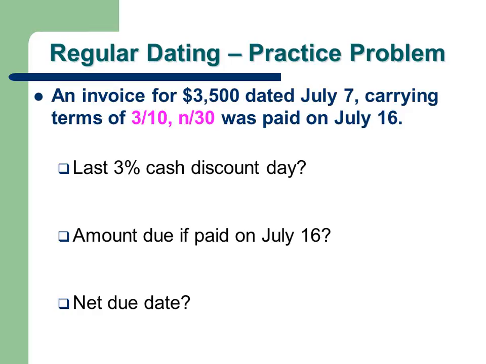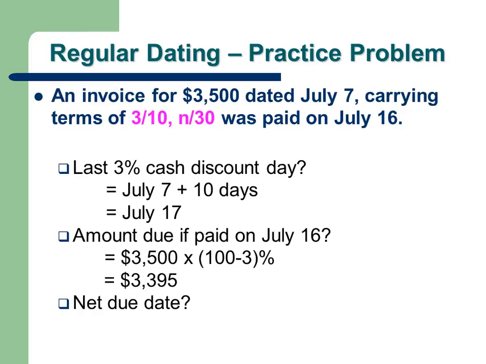So since the cash discount expires on July 17th, if you pay the bill on July 16th, it is before the cash discount expiration, so you will still get the cash discount. And you're going to get a 3% cash discount because it says 3/10, okay? So 3% of the 3,500 invoice has to be subtracted from 3,500, the invoice amount. So that will be $3,395. Okay, so that's the amount that you have to pay if you pay on July 16th.